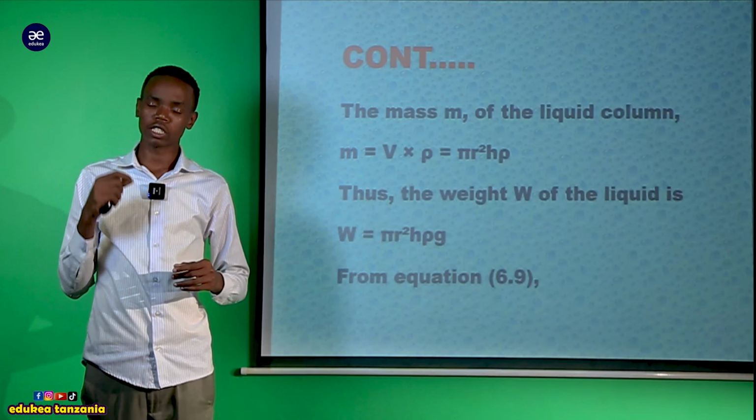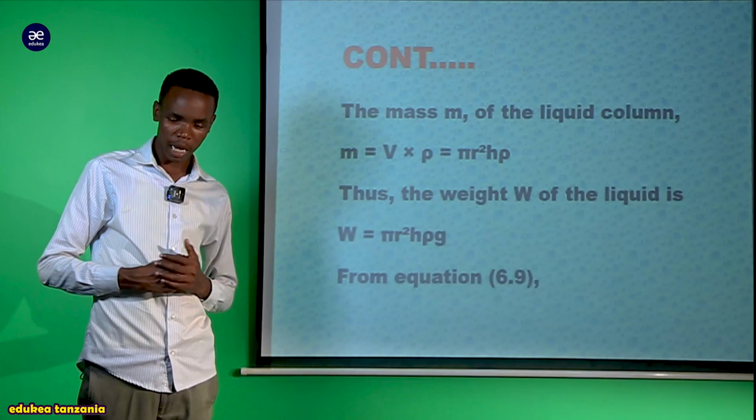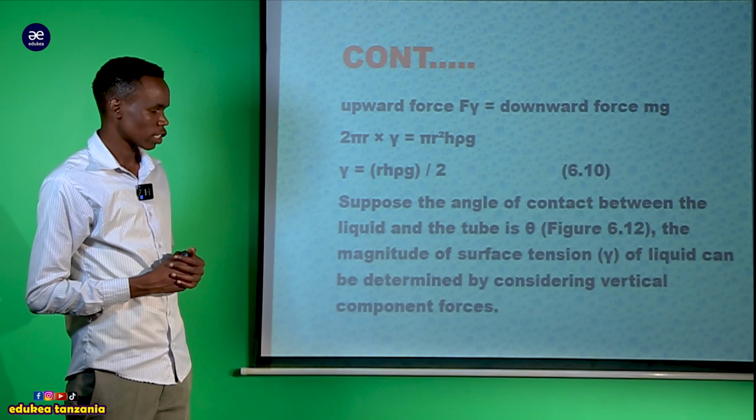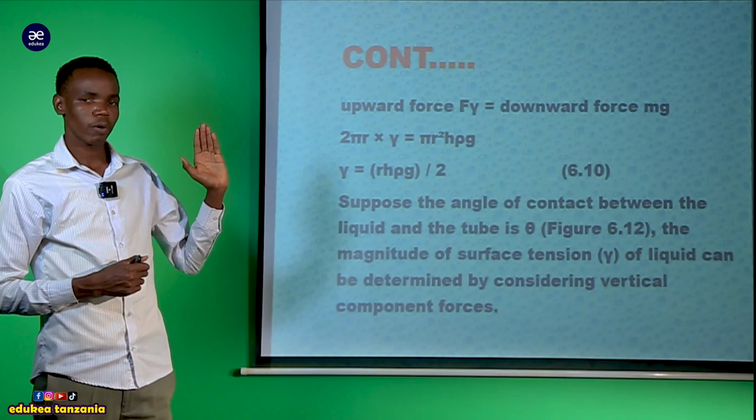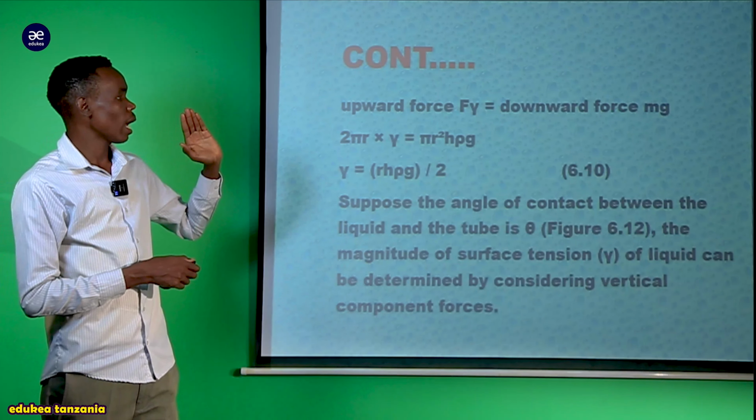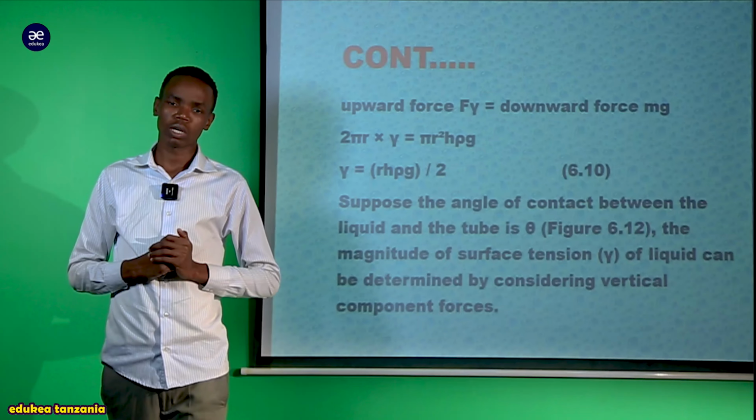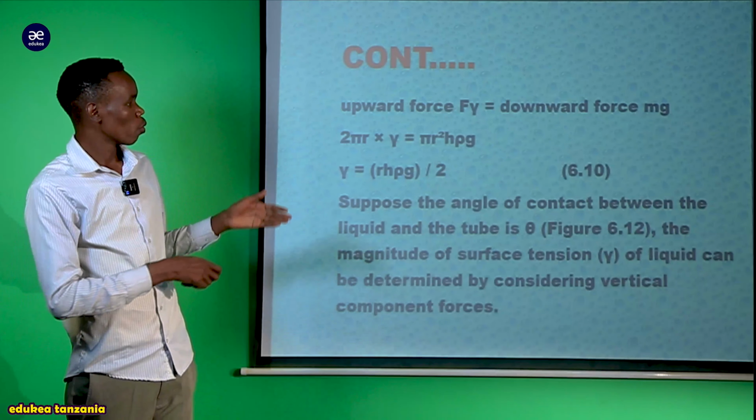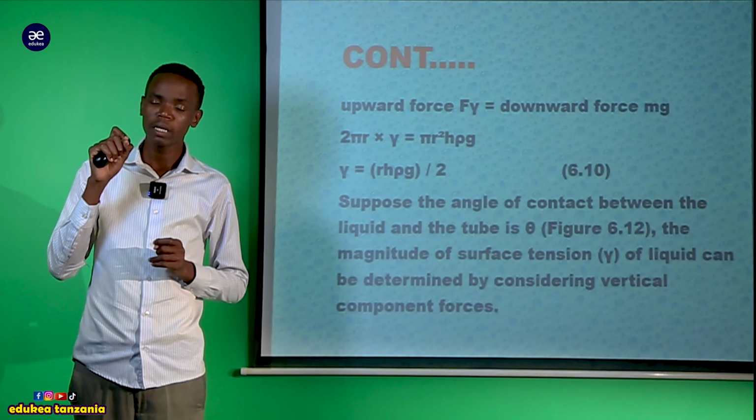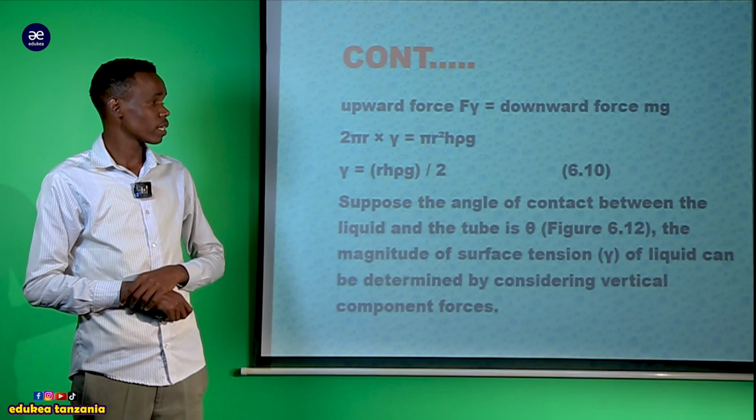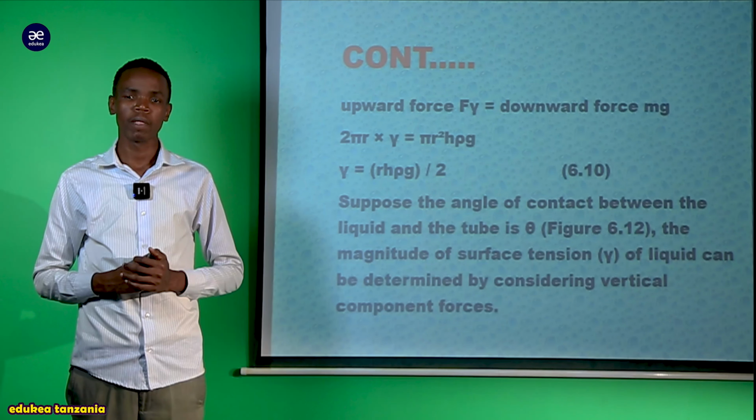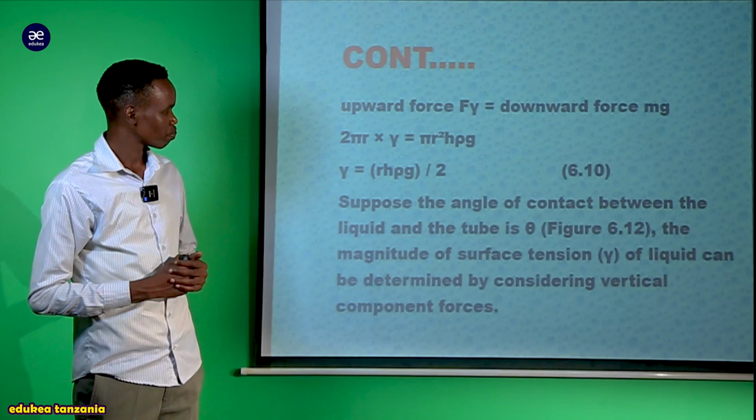Now, let us recall equation number 6.9. This is the equation that we tried to demonstrate in the last session. In the last session, we said that the upward force, my dear student, must be equal to the downward force, or must be equal to the weight, which is equal to mg. For now we will reflect here by saying that the upward force, which is represented by the force times the surface tension, must be equal to the downward force, represented by the symbol mg, as we see here.